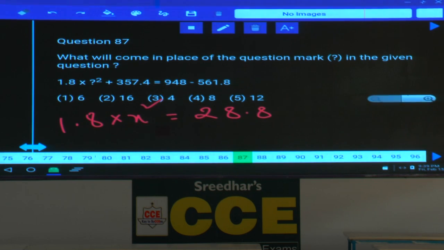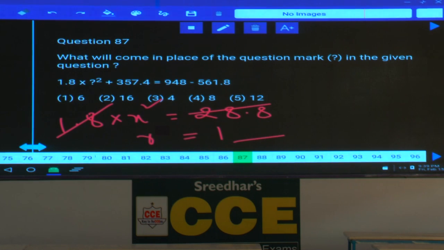Left hand side and right hand side, after decimal there is only one digit. So you can treat it as 18 and right hand side number as 288. Okay na? 18 how many times? One time, and there is something else, which is equal to x square. So there is only one square value between 10 and 20, which is 4 square. x is equal to 4.